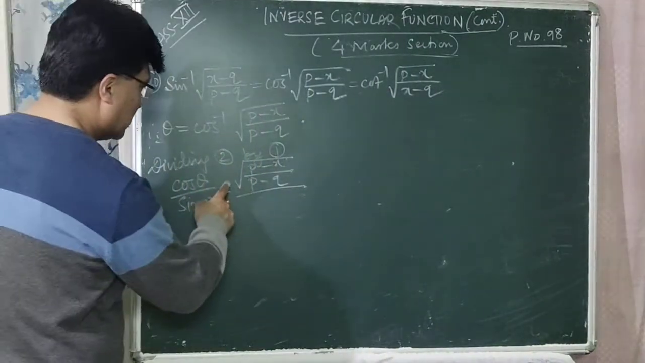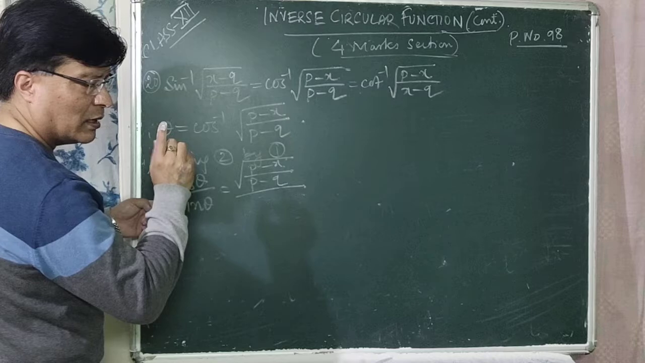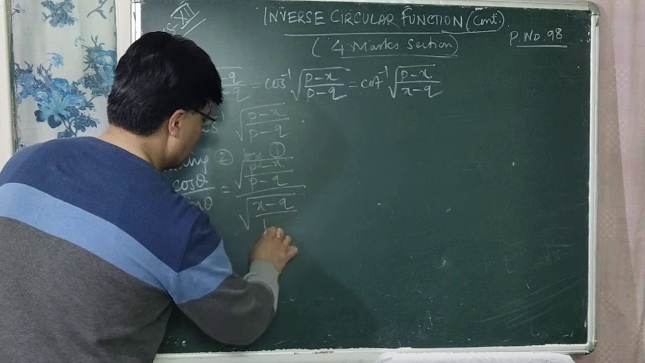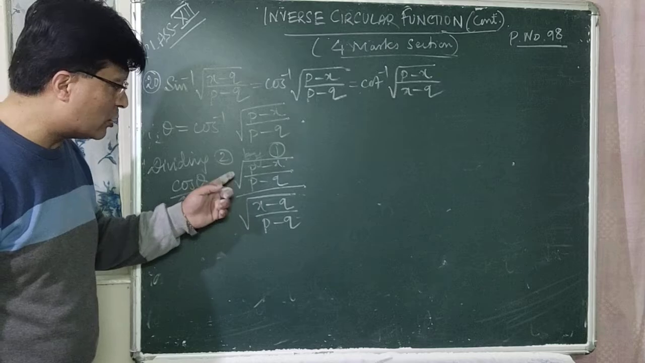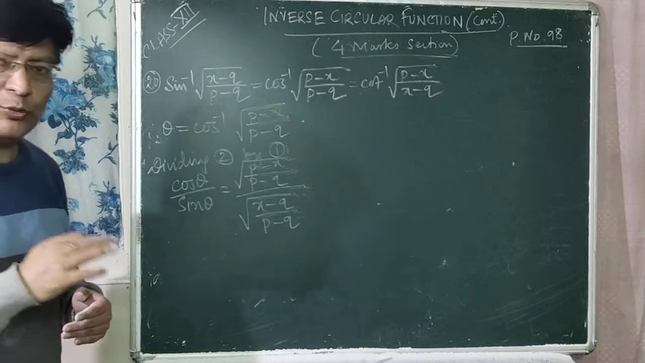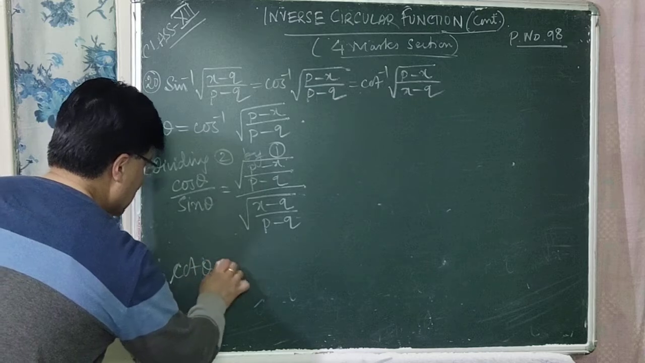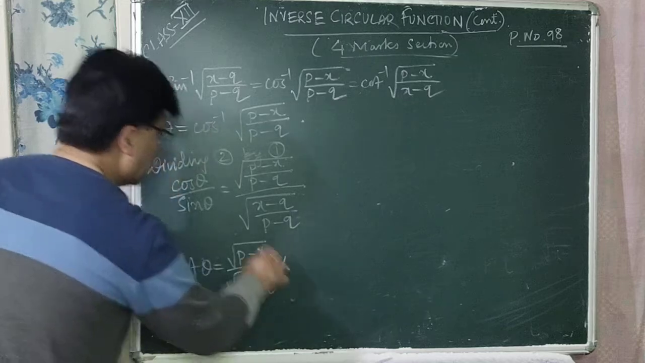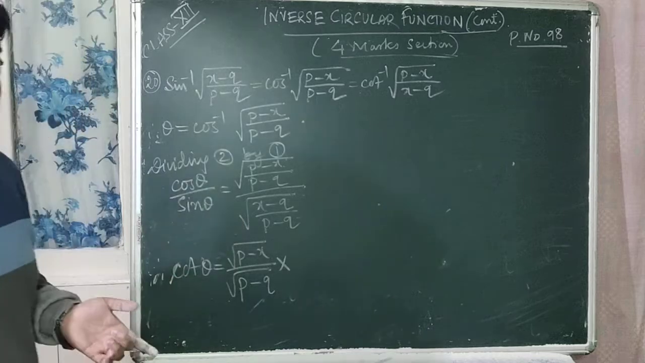So now, this is root over p minus x upon p minus q divided by, what was the value for sin theta? In the previous step, the value for sin theta was root over x minus q upon p minus q, right? So now in this case, in the numerator, within square root there is a fraction. You can write down this square root both in the numerator as well as in the denominator. That is, what is cos theta by sin theta? It is cot theta is equal to root over p minus x upon root over p minus q. Here square roots are separated. That is, square root is written both in the numerator as well as in the denominator.